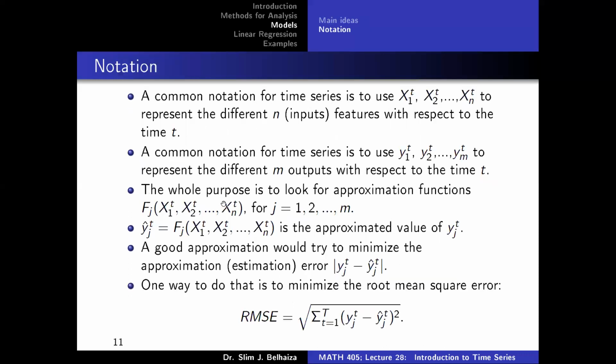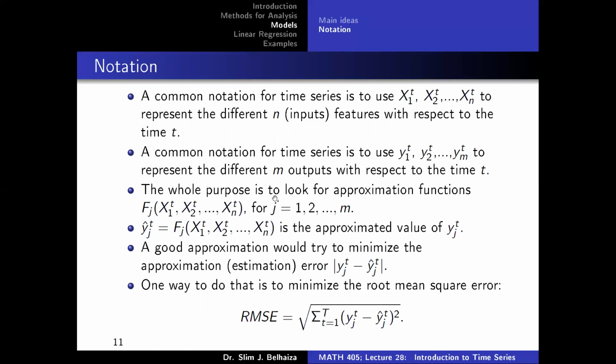Now I will talk briefly about the notation we mainly use in time series. A common notation for time series is to use the X variable for the input, like x1t, x2t till xnt, to represent the different n input features with respect to the time t. A common notation for the time series output is to use y1, y2 till ym to represent the different m outputs with respect to the time t.